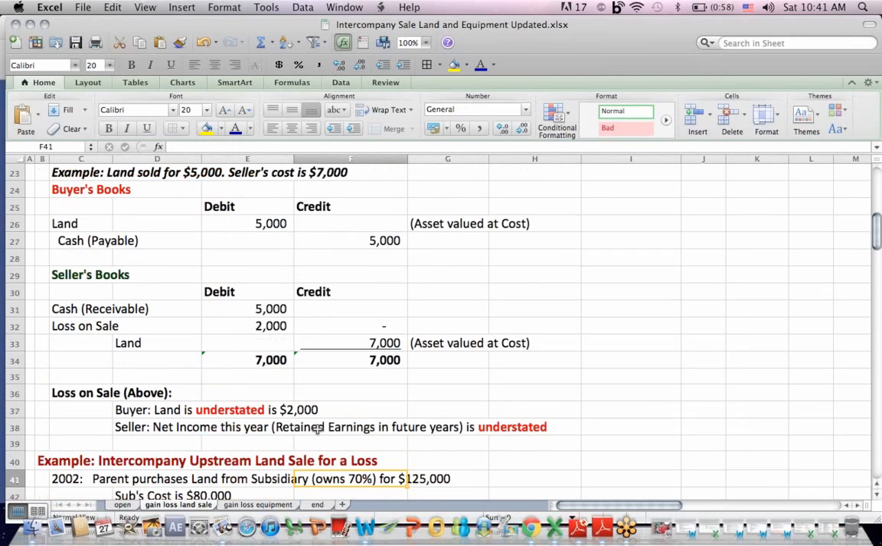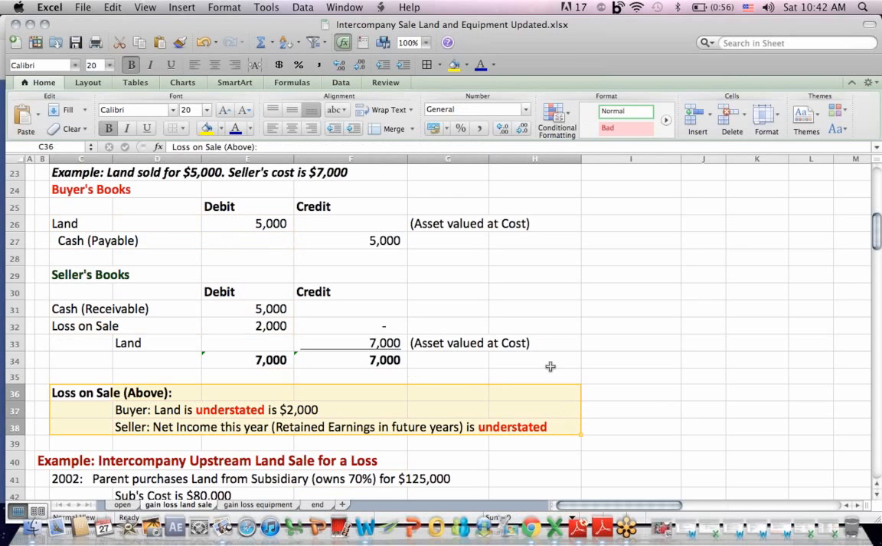In this case, in consolidation, the land is understated by $2,000. If it was an intercompany transaction, the buyer should put the land on their books at $7,000. They only put it on at $5,000. And this loss on sale should also be eliminated. In other words, net income is understated.